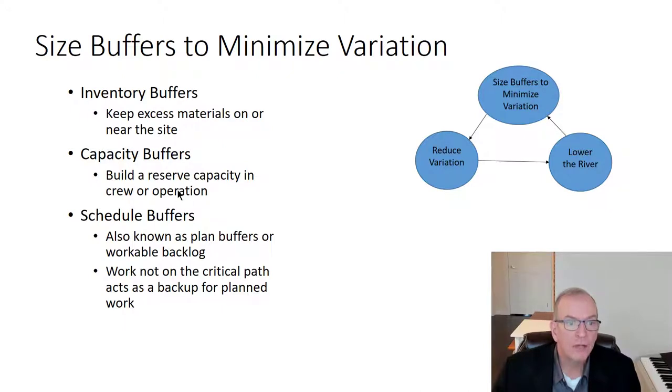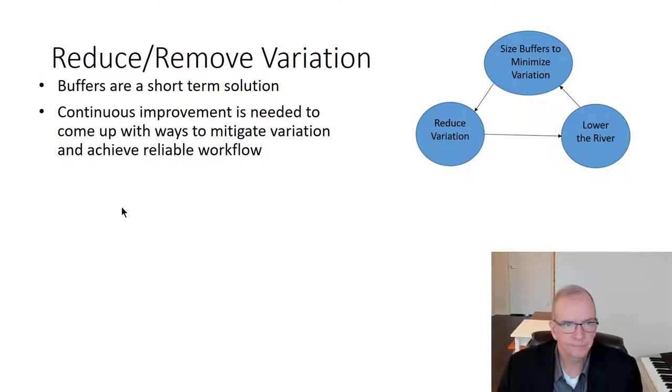Capacity means we have extra. So maybe we have two tunneling machines when we're tunneling, or we have capacity buffers. We have some extra piece of equipment that we can switch out if this piece of equipment needs to go to a maintenance issue, right? So we plan for that. That's a capacity buffer. And a schedule buffer means we've allocated a little bit of extra time in case we have some unexpected bad weather, so we can deal with that aspect.